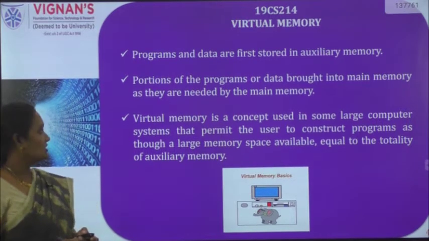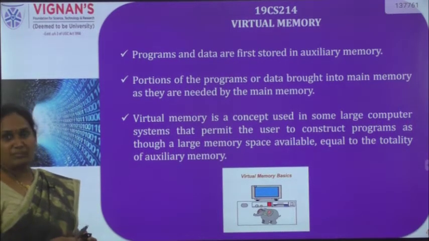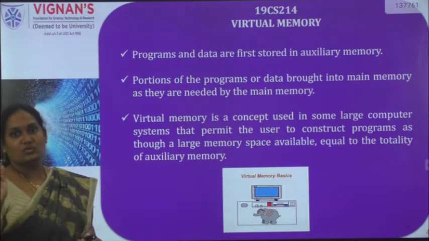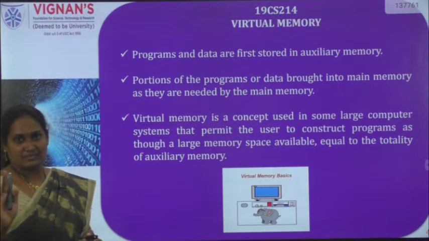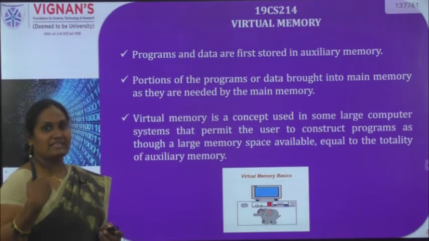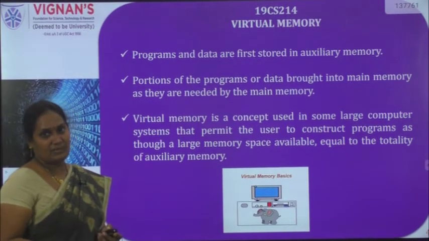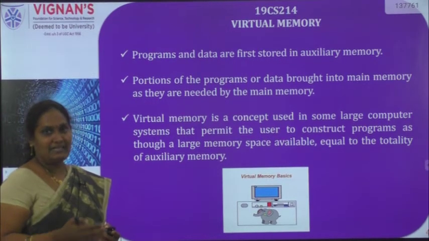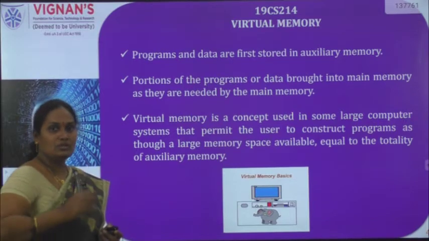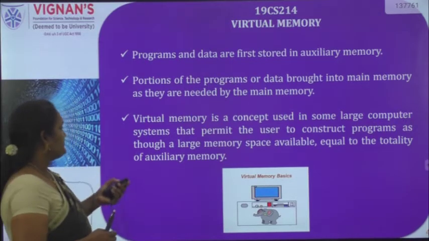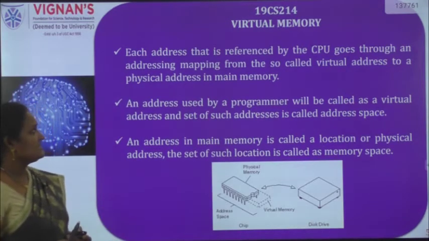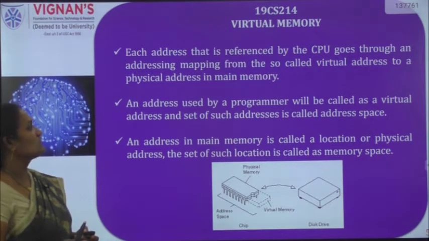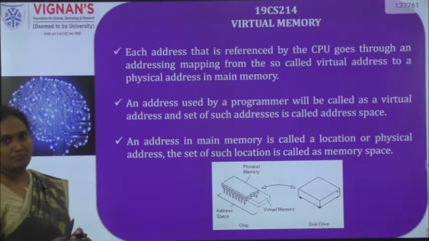So here, virtual memory is a concept used with auxiliary memory, that is, secondary memory. The programs and data are stored initially in virtual memory. Whenever the processor wants to access those programs or data, they are brought from virtual memory to main memory. Each address referenced by the CPU goes through an address mapping from the so-called virtual address to a physical address in main memory.